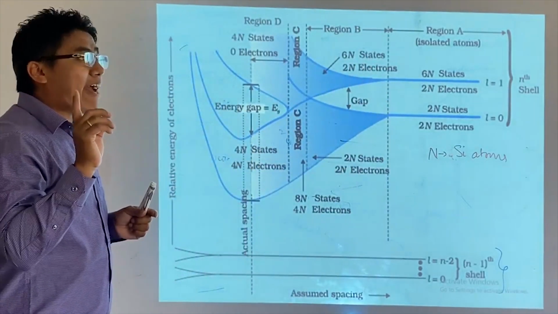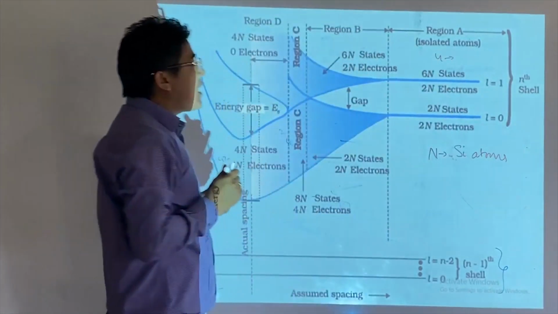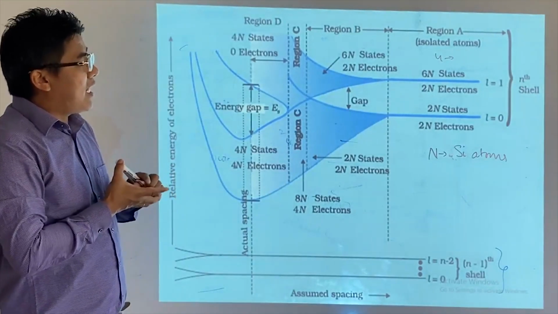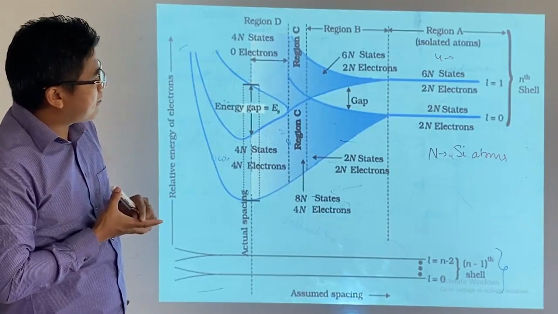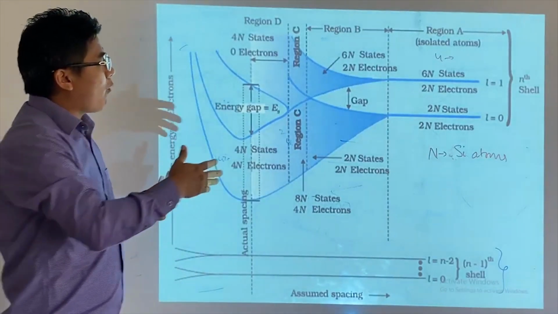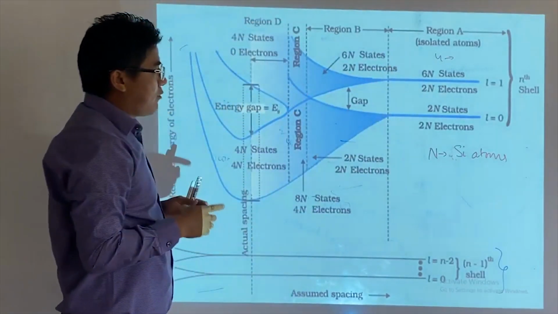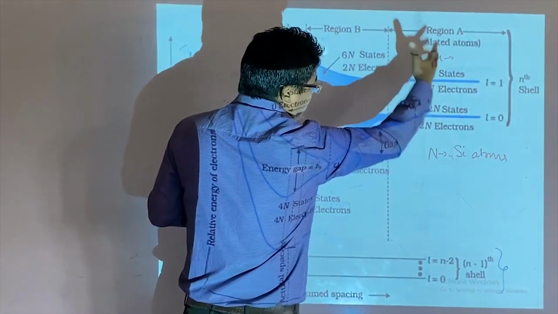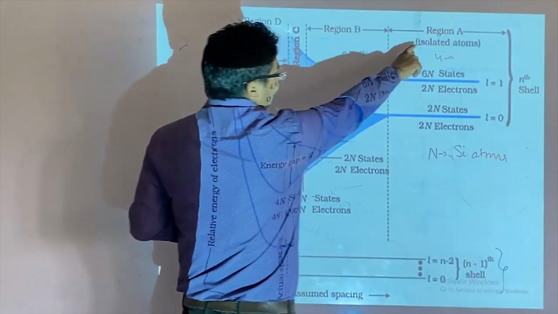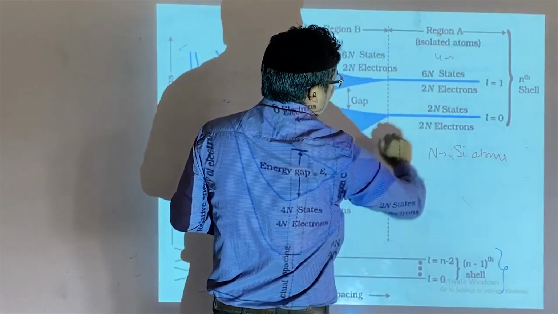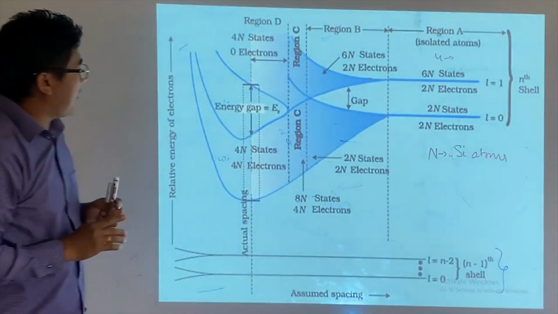The P shell accommodates 6 electrons, so 4 more electrons can still be accommodated by the P shell. So the number of vacancies is 4. This is an individual atom, an isolated atom. How many isolated atoms are there? N isolated atoms. In this case, no crystal formation takes place.